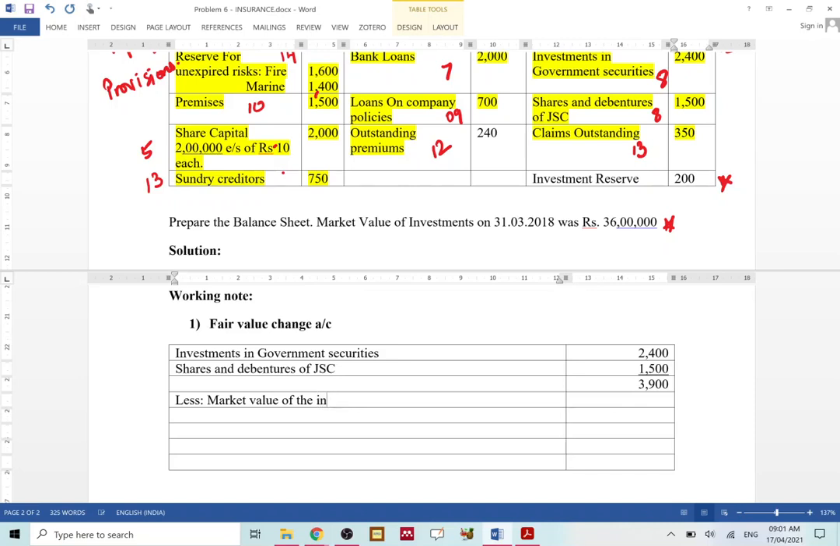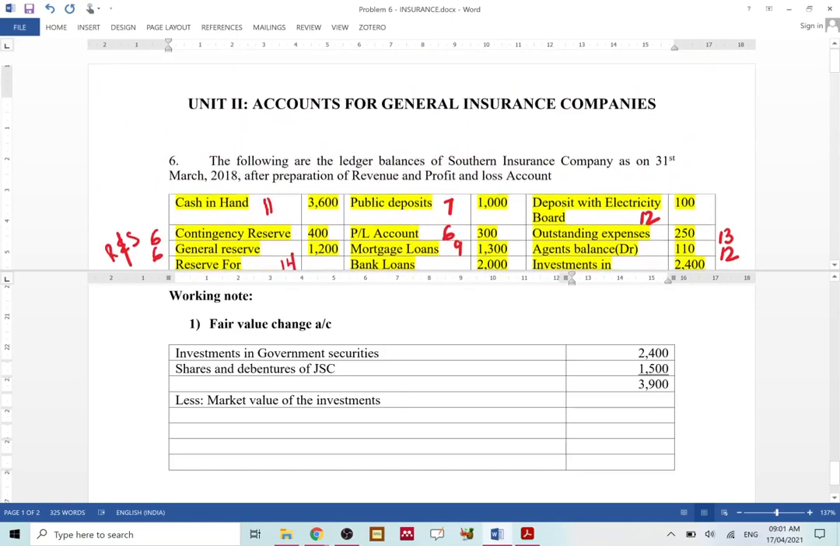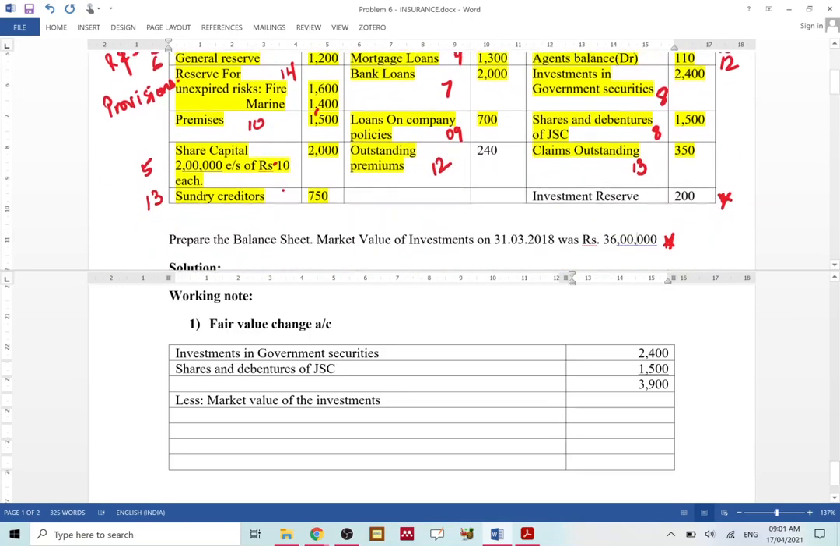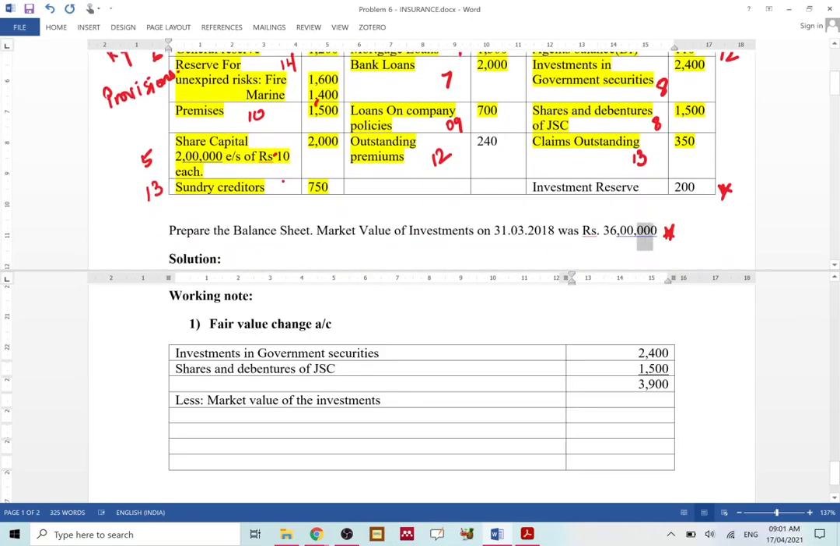All right, you will get a difference as to how much you have shown compared to the actual market value. So what is the market value given? 36 lakhs. All these amounts are in thousands. I think it's not clearly mentioned in the problem, but all these amounts are in thousands. So this will be 3600. Correct? If you reduce it, this is 3600. That means market value is a little less than the value you have shown in your books of account.